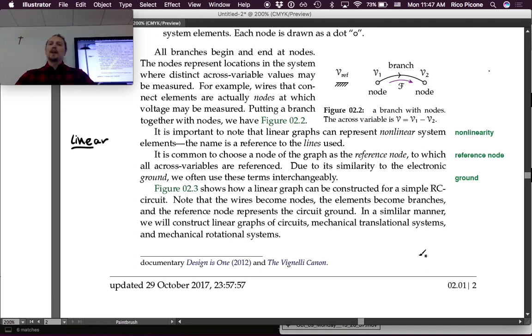Due to its similarity to the electronic ground, we often use these terms interchangeably. So we might call it the reference node, we might call it the ground. Either one is fine. So this is the reference node that's drawn here. We might call it the ground. Sometimes we might call it the reference node. It's fine either way.